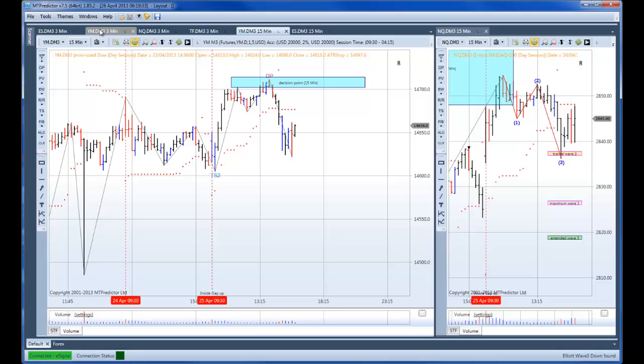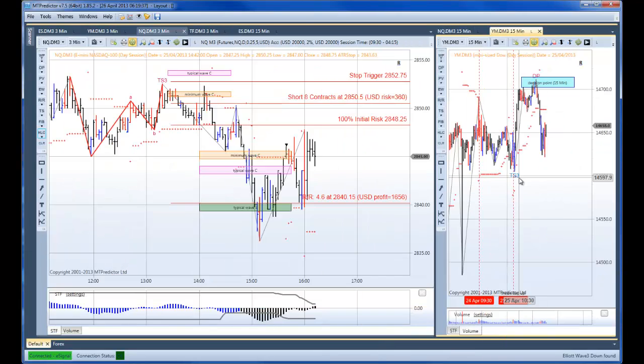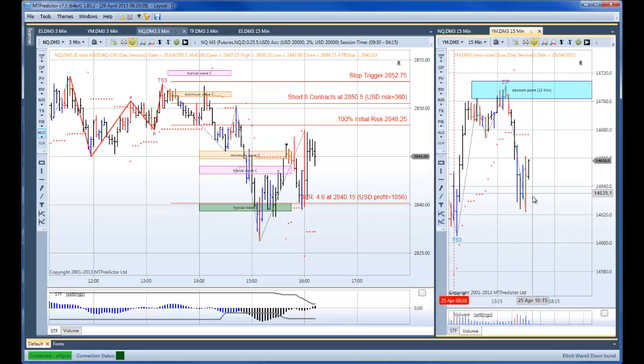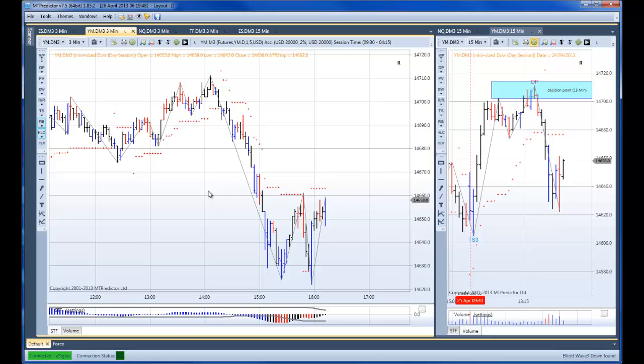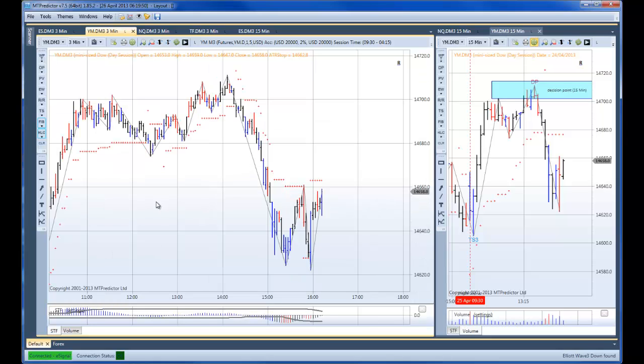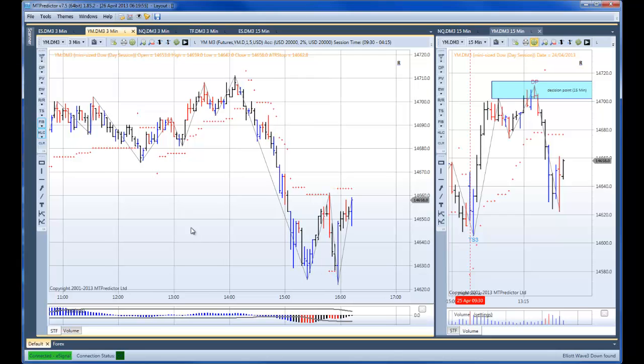If we now go to the 3-minute chart, in fact what I'll do is I'll just take that one down there again so we can actually see that. There we go. So it's just sat in the corner there, so you're actually reminded of our 15-minute chart position. Now if I go to the 3-minute chart, on the YM we didn't have any automatic setups. However, one of the other tools we have in the software is our Elliott Wave tool.